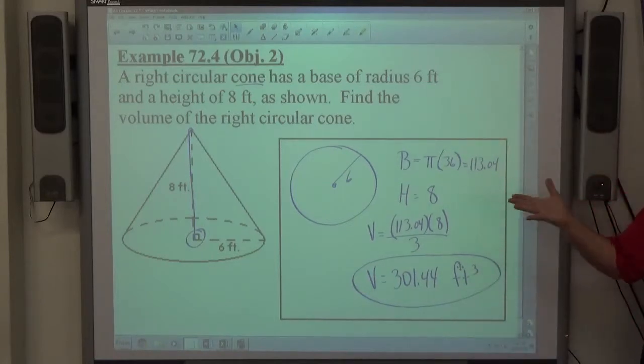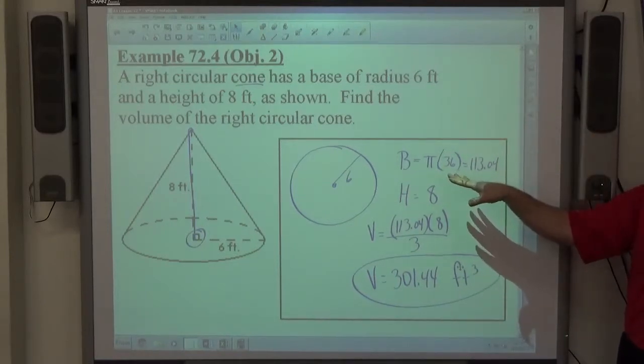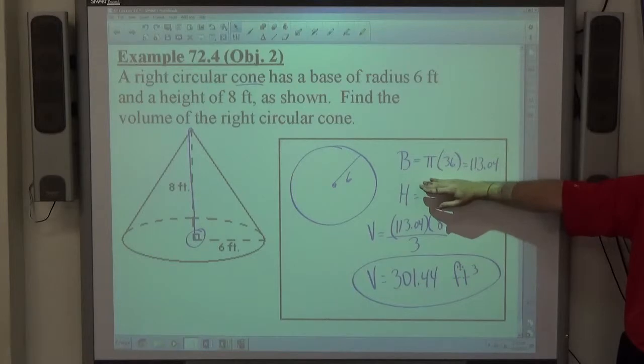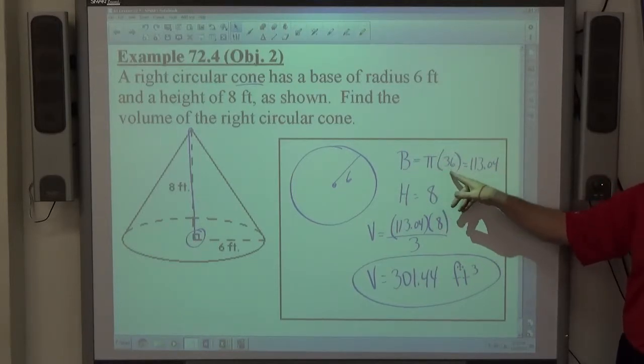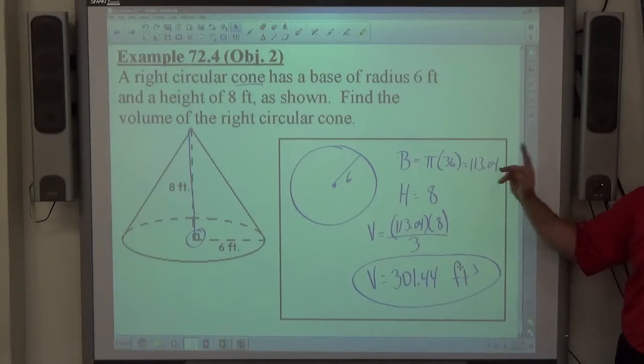So again, that's kind of what I expect your paper to look like. Draw me a two-dimensional base, find the area of that base using the appropriate area formula. For circles, I always square the radius in my head, so I don't write pi times 6 squared, I go ahead and write pi times 36. I won't have to look at any powers, it's just a simple multiplication.